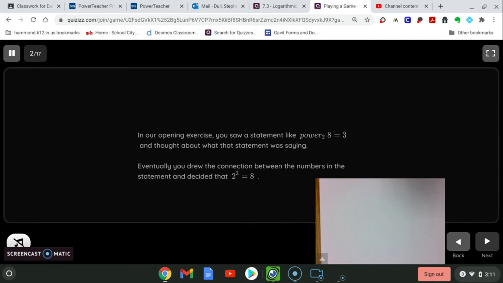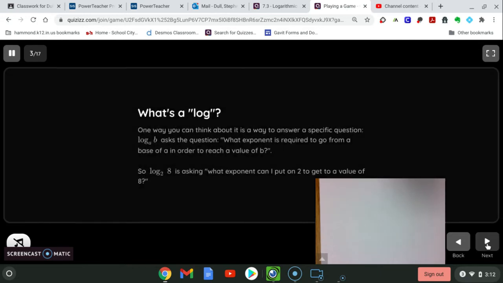So when we were together in class, we walked through a discovery activity. Instead of using the term log, we used power. So power 2 of 8 equals 3. We spent some time thinking about what that statement meant, and eventually you took a look at the numbers and recognized that 2 to the third is equal to 8. I intentionally withheld the vocabulary term log from you. I wanted you to make the connection with the powers, the exponentials, first.